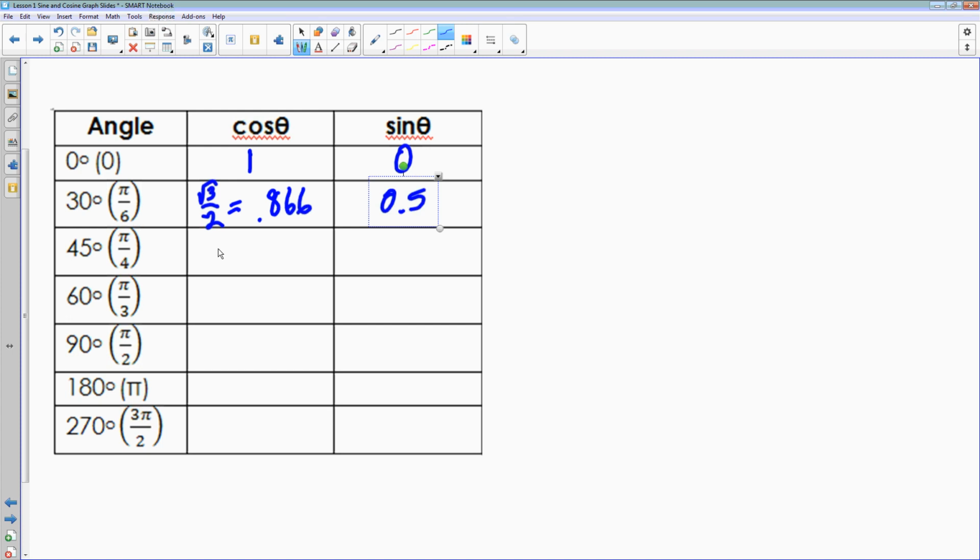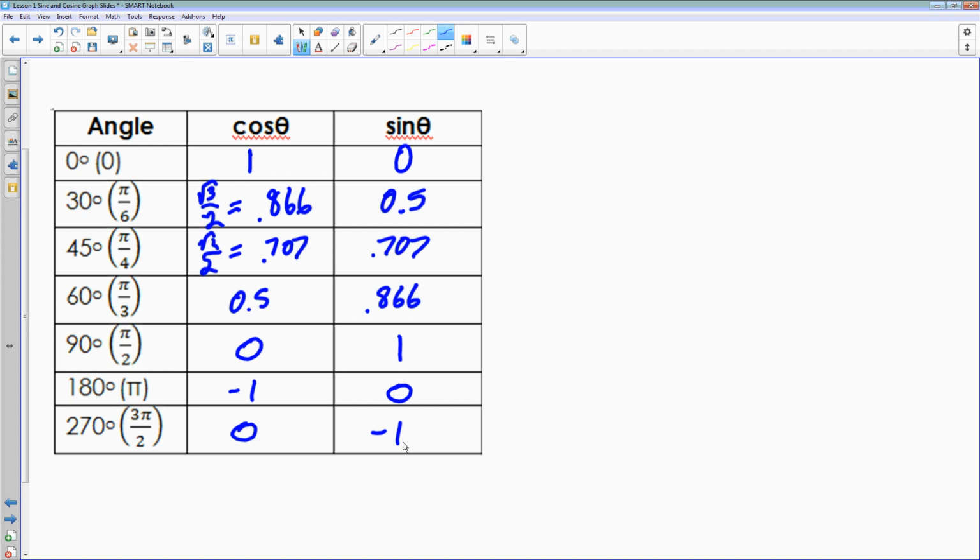And then sine of pi over 6 is 1/2, which we know is 0.5. Cosine of pi over 4 is root 2 over 2, but again, we're going to change it to a decimal, and that's 0.707. And it's going to be 0.707 also for sine. And then cosine of pi over 3 is 1/2, 0.5. But sine is root 3 over 2, which we know is 0.866. Cosine of pi over 2 is 0, and the sine is 1. Cosine of pi is -1, and the sine is 0. Cosine of 3 pi over 2 is 0, and then the sine is -1.